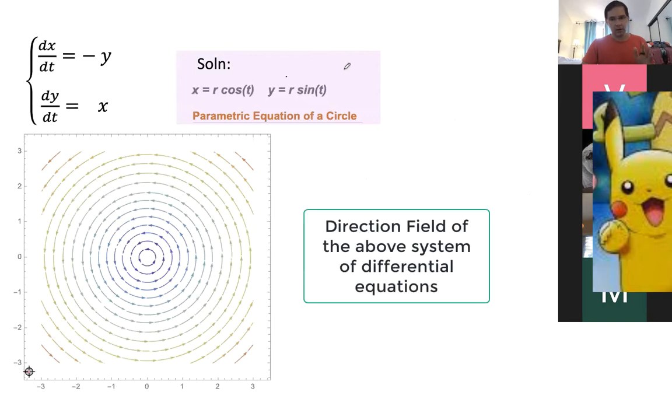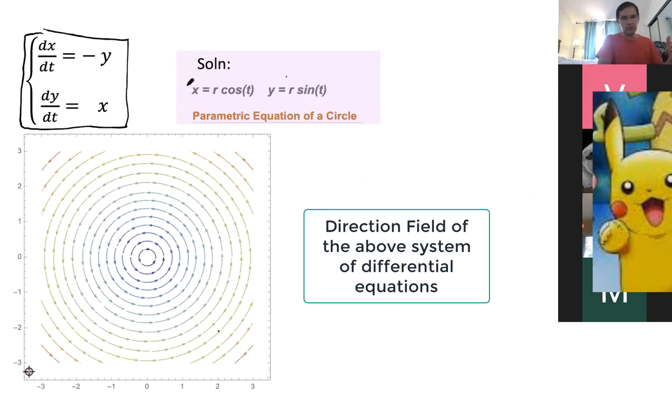We can sketch a direction field to this differential equation, and the direction field looks like this. Those are circles, 3D. So notice one thing, the differential equation was this. That was the differential equation, or system of two differential equations, really.